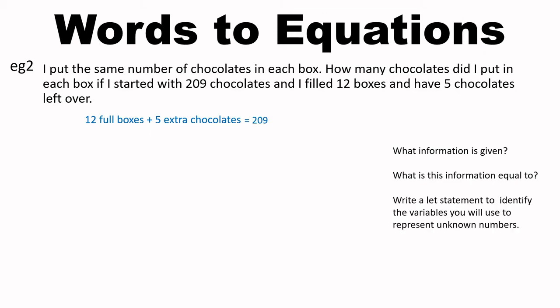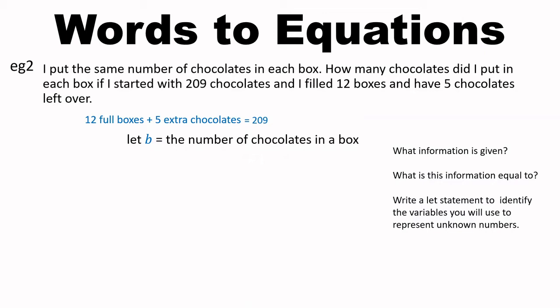But again, there's some unknown value here. I don't know how many chocolates are in each box. So let's write a let statement to identify the variable that I'm going to use to represent this unknown number. It's generally best to pick a letter that you'll remember in the future. I'm going to let B represent the number of chocolates in a box. Make sure your let statement is a nice full sentence here. B is not the number of boxes or the size of each box or the weight of each box. I've clearly stated that B is the number of chocolates in each box.